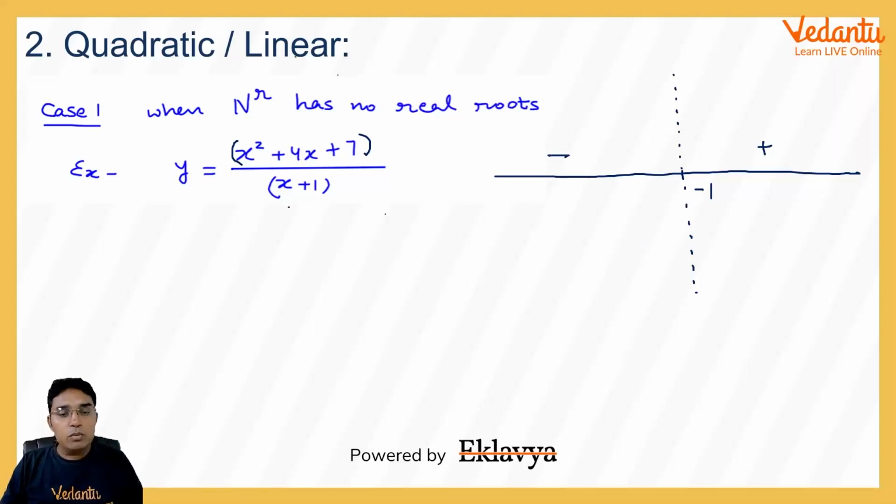As you try to put x approaching minus 1, this entire thing will become infinite. That you need to understand. At x equal to minus 1, the numerator is not going to be 0, but the denominator will approach 0. So a very small value in the denominator, a finite value in the numerator, it will be either infinity or minus infinity. So on the right of it, it should be going like this.